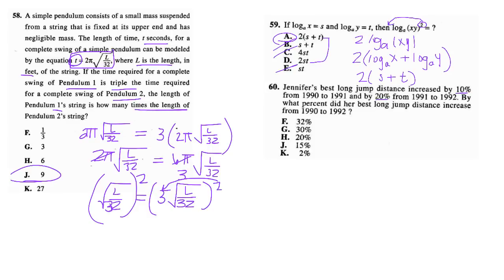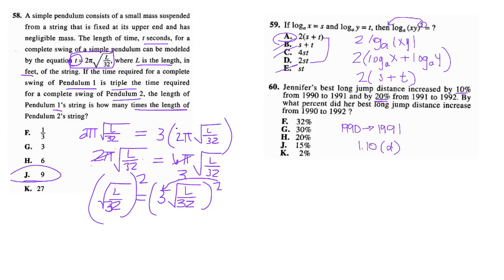We need to calculate, well, what was the difference for each year? Well, let's see. She increased her long jump by 10% from 1990. So let's think about this. So from 1990 to 1991, she increased by 10%. So that means all that she was originally plus 10%. So 1.10 times her distance D.